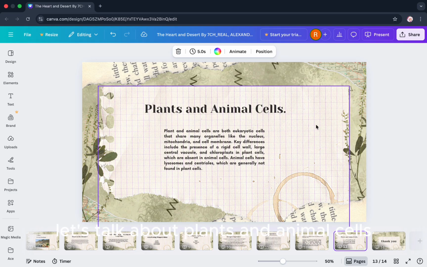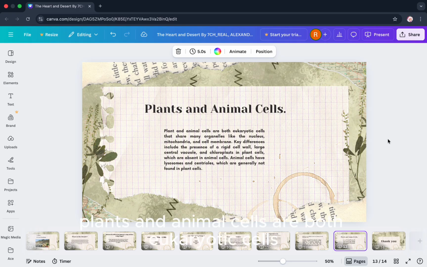Let's talk about plant and animal cells. Plant and animal cells are both eukaryotic cells that share many organelles like the nucleus, mitochondria, and cell membrane. Key differences include the presence of a rigid cell wall, large central vacuole, and chloroplasts in plant cells, which are absent in animal cells. Animal cells have lysosomes and centrioles, which are generally not found in plant cells.